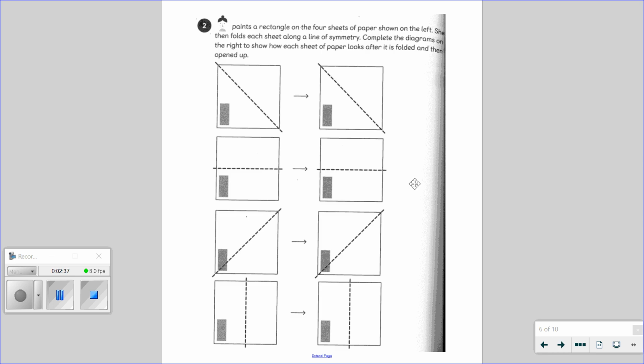For question 2, we have the line of symmetry drawn on for us. Ruby has painted a rectangle on these 4 sheets. She then folds them along the line of symmetry. You need to complete the diagrams here to show how each sheet looks after it's been folded and opened up.